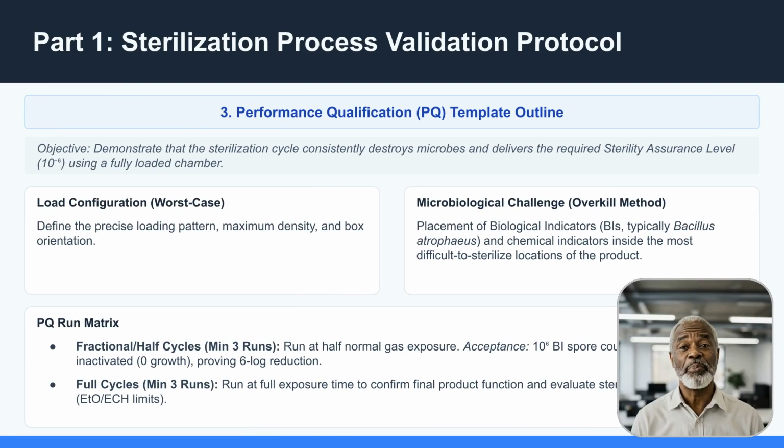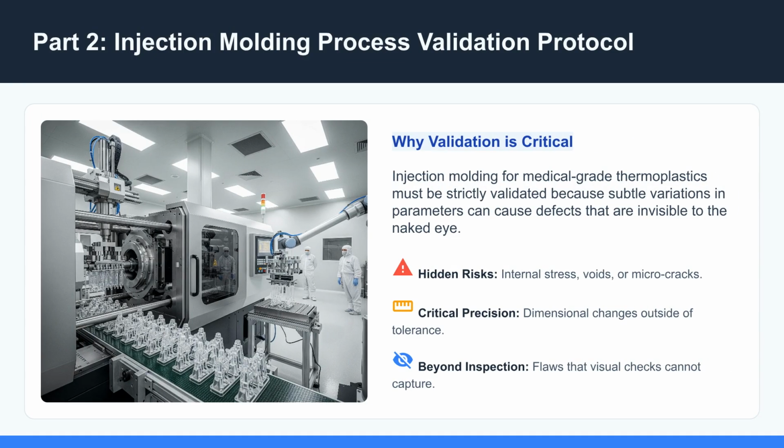Performance qualification, or PQ, for sterilization demonstrates that the cycle consistently achieves the required sterility assurance level using a fully loaded chamber. The test matrix includes fractional cycles to prove 6-log reduction and full cycles to confirm final product function and evaluate sterilant residuals.